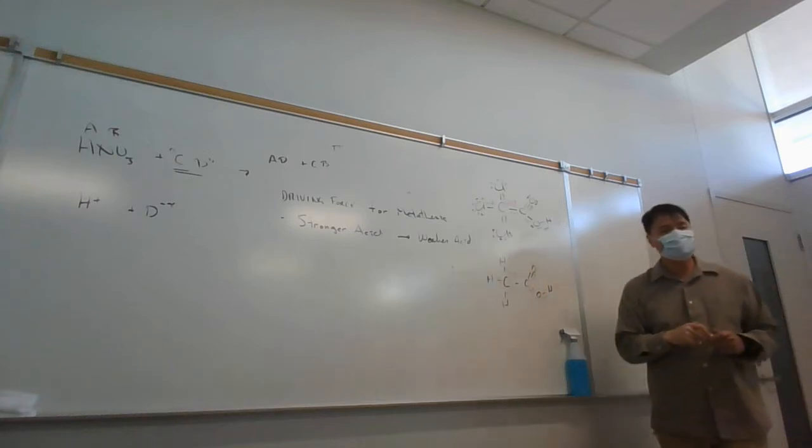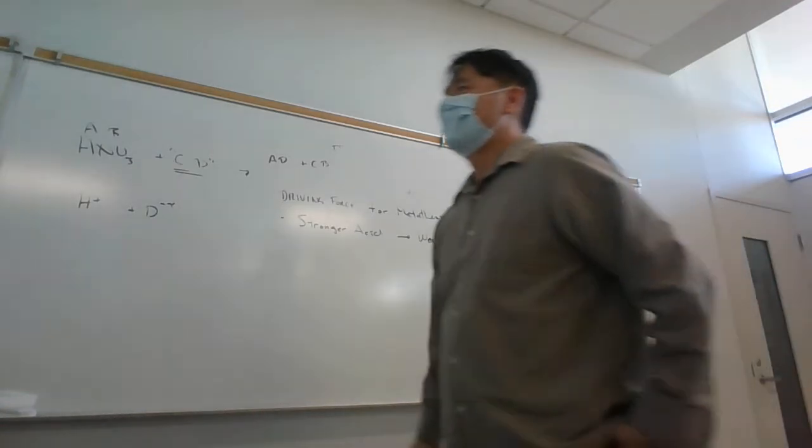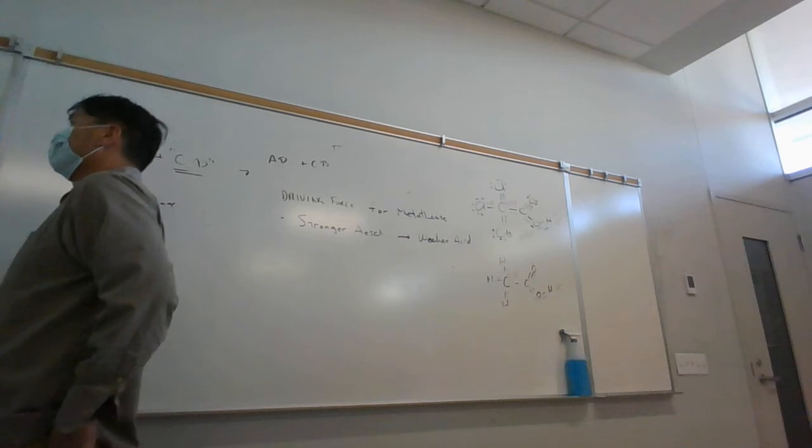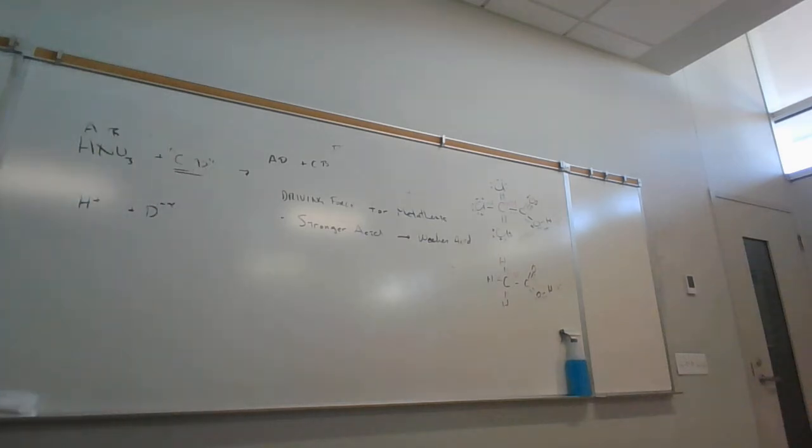Stronger acids are less stable, more reactive. And then we have weaker acids, which are more stable. Anyway, we're comparing hydrogen nitrate versus hydrogen trichloroacetate. And trichloroacetic acid is weaker, so we're dropping down in energy, which means we're gaining stability, less reactive.